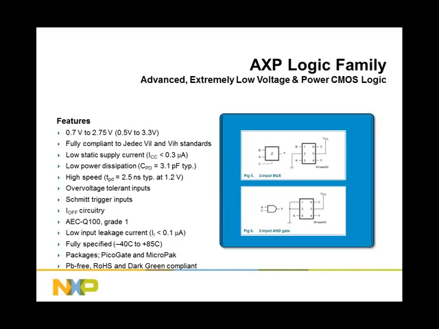Also included in these devices is the Ioff circuitry, as we're starting to see a lot more power management in applications where the power is taken down in one portion of the circuit and kept alive in others. What the Ioff circuitry does is protect the device, when it is powered down, from drawing current even if the input is pulled high or the output is pulled high. These devices also have very low input leakage current, typically 0.1 microamps. And they're available in both leaded and leadless packages.